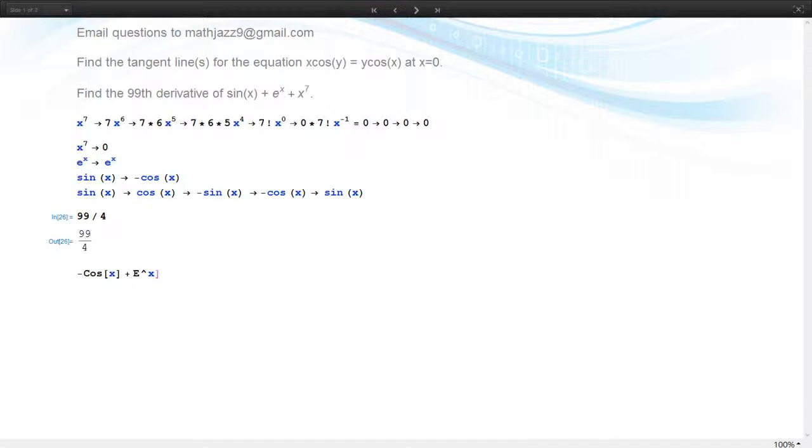We'll wrap it up nicely in a traditional form box. This is our 99th derivative. Guess we could do, let's see, d^99 over dx^99.